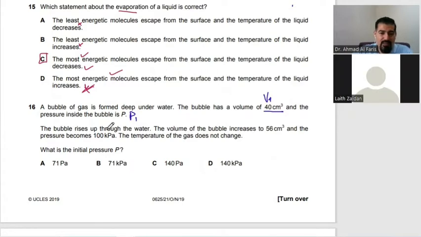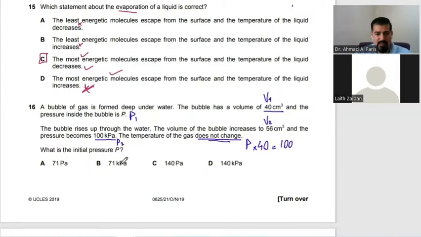Look here. The bubble rises up through the water. The volume of the bubble increases and becomes V2, which is 56 cubic centimeter. And the pressure becomes 100,000 Pascal. This is P2. The temperature of the gas does not change. This is the assumption that we have to know how to use. Since we are going to use the formula P1 V1 equals P2 V2. What is the initial pressure? So they ask about P1, which is P, multiplied by V1, which is 40, equals P2, which is 100 kilopascal.